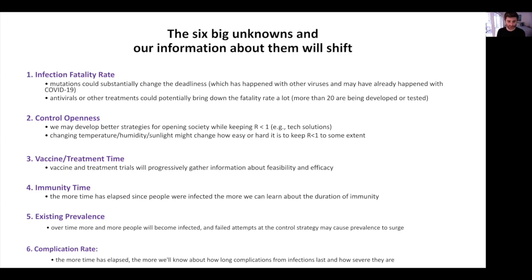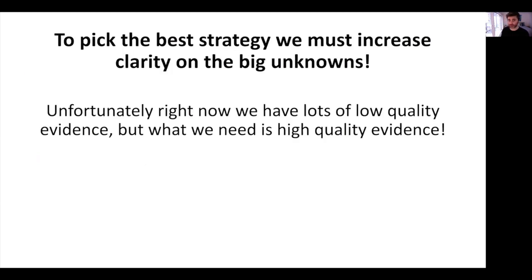Finally, there's the complication rate, and the more time has elapsed, the more we'll know about how long these long-term complications and health effects might last for people, and also how often they occur. So ultimately, to pick the best strategy, we must increase our clarity on the big unknowns. But unfortunately, right now we have lots of low-quality evidence, even though what we need is high-quality evidence.